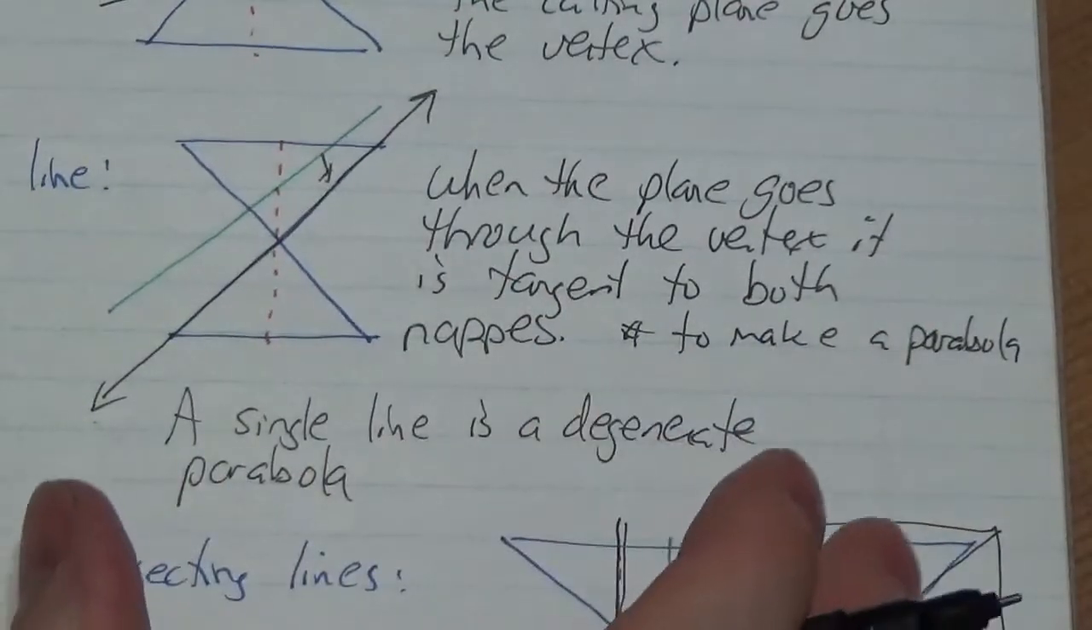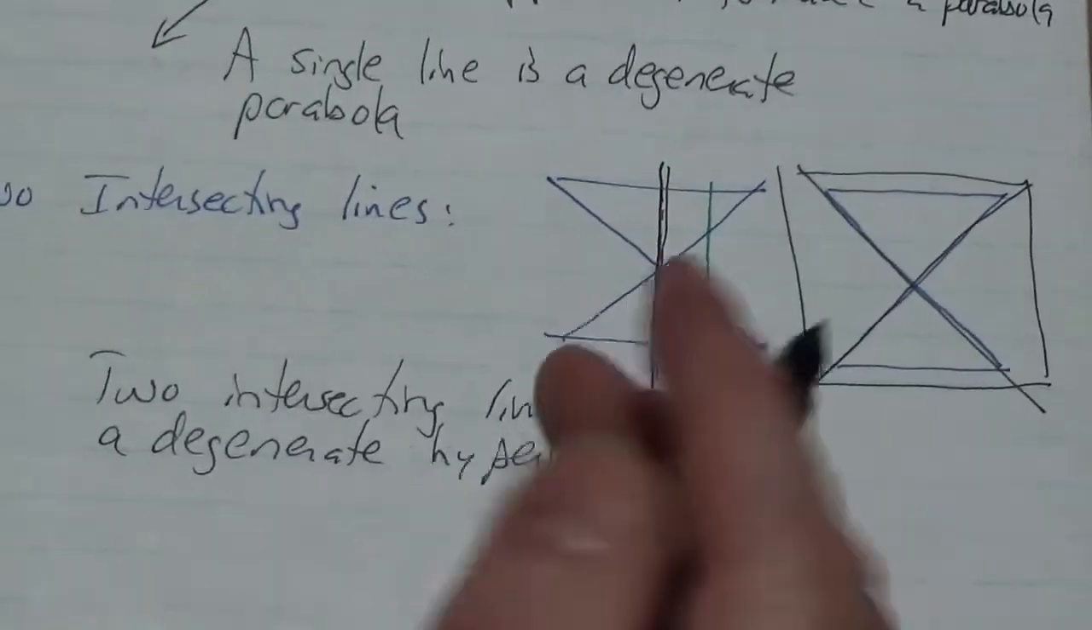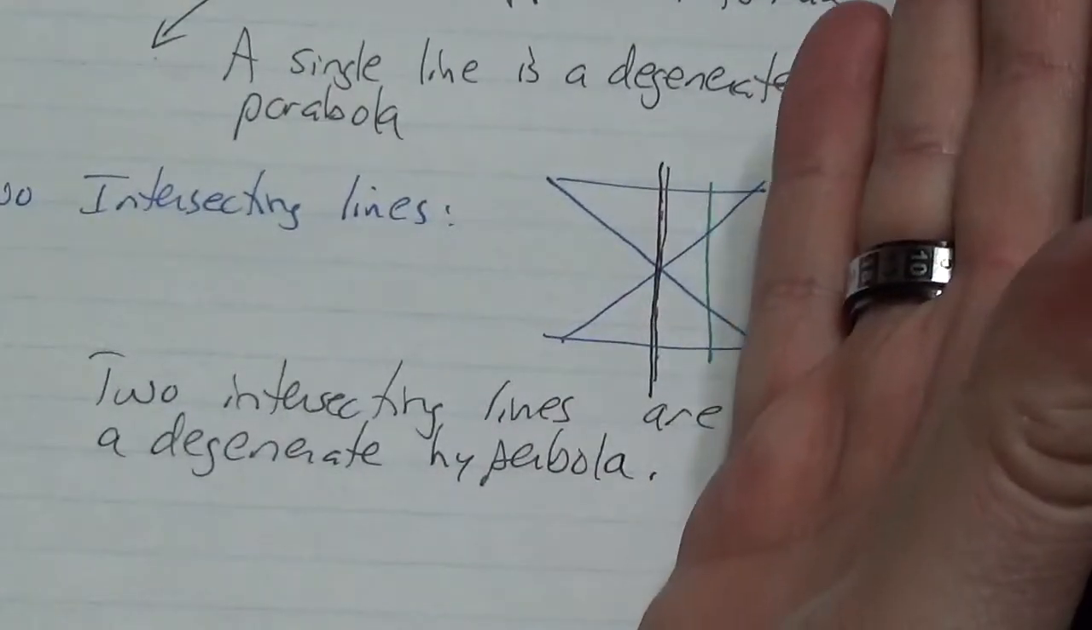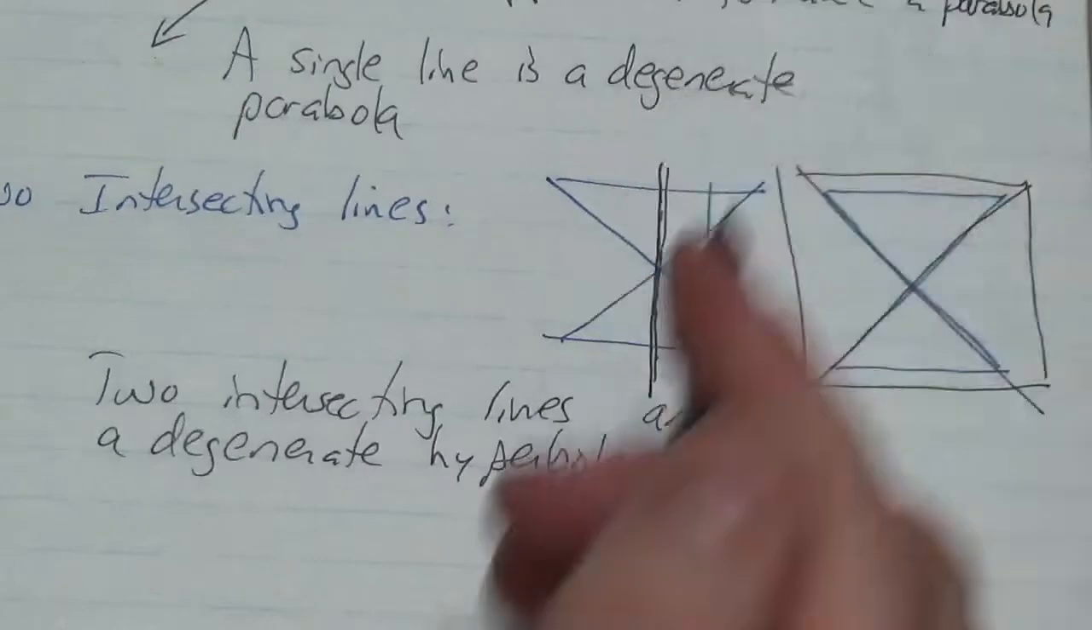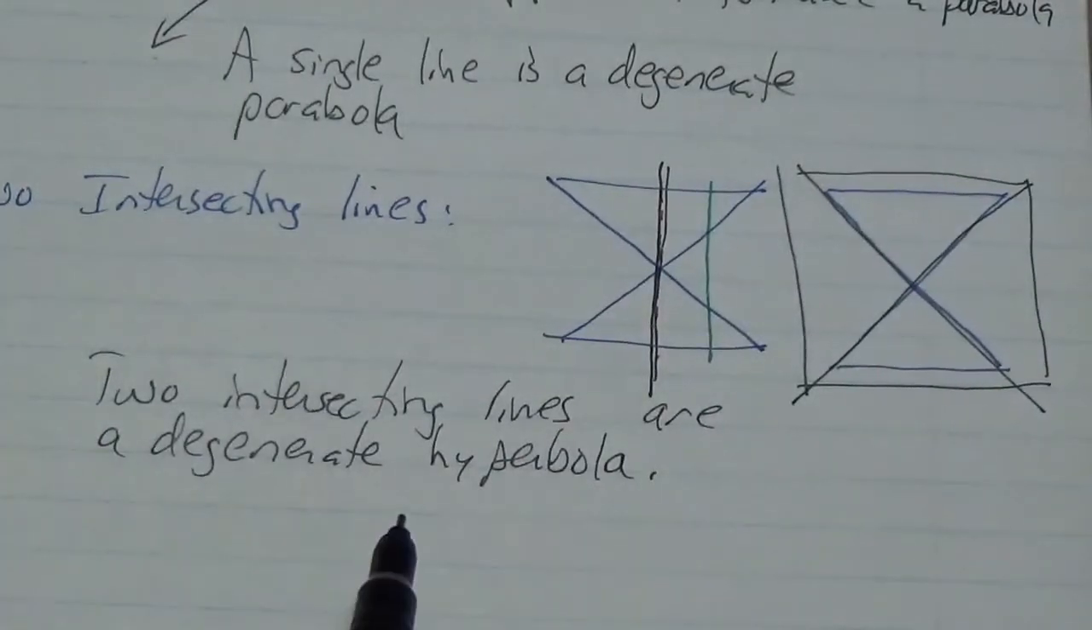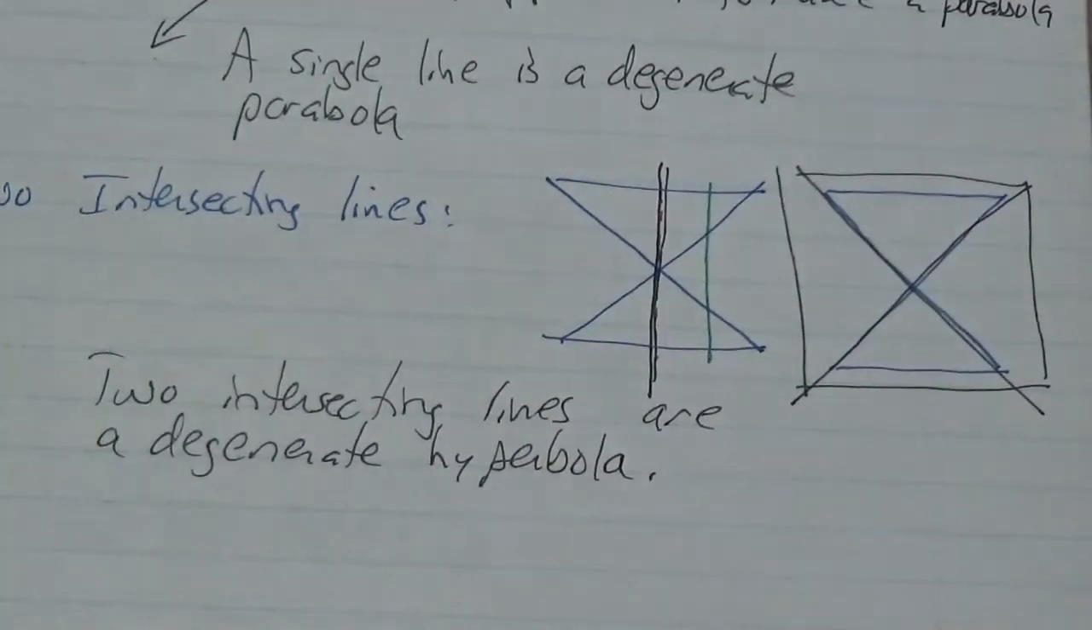Then we're only going to get a single line here. When the situation is such that it should be making a hyperbola and we move it through the vertex, we're going to get a degenerate hyperbola, which is just two intersecting lines.